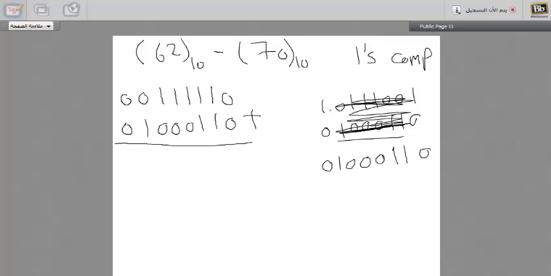So we need to change it to its complement. It's going to come like this: 1 1 1 0 1. Okay. So sorry, I'm going to have to change these, 1 0.